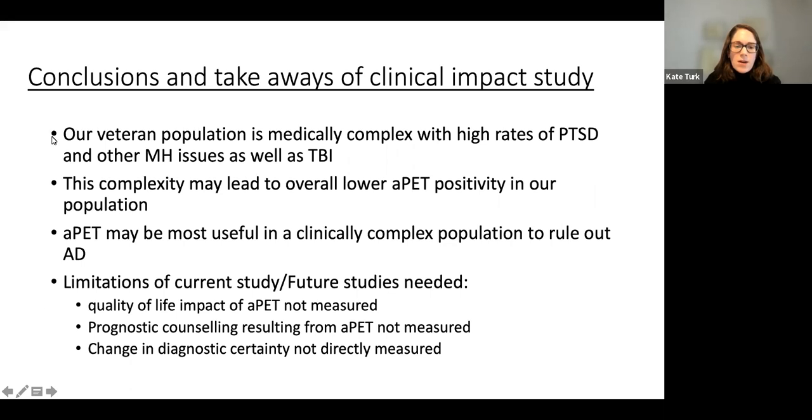Limitations of this study and areas for future study include looking at quality of life measures in terms of the impact of amyloid PET on patients' lives, looking at prognostic counseling resulting from the amyloid PET disclosure. And we didn't directly measure any change in diagnostic certainty. We just measured this by reviewing medical charts. Another future area of study could be looking at similar outcomes after tau PET imaging, which we hope to be able to get clinically in the near future.